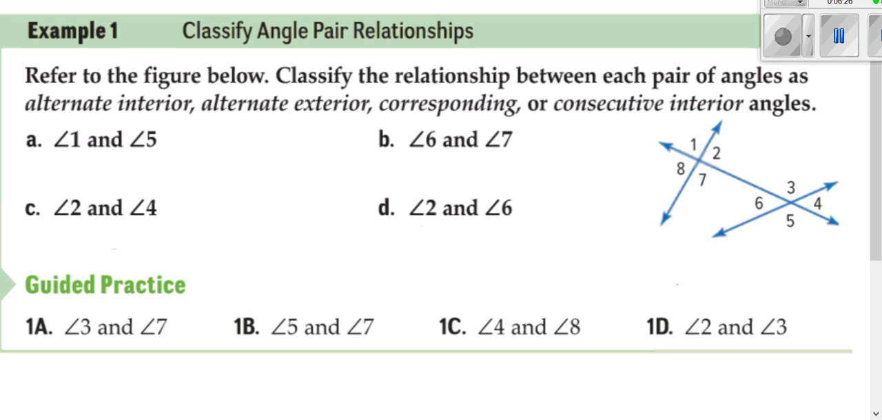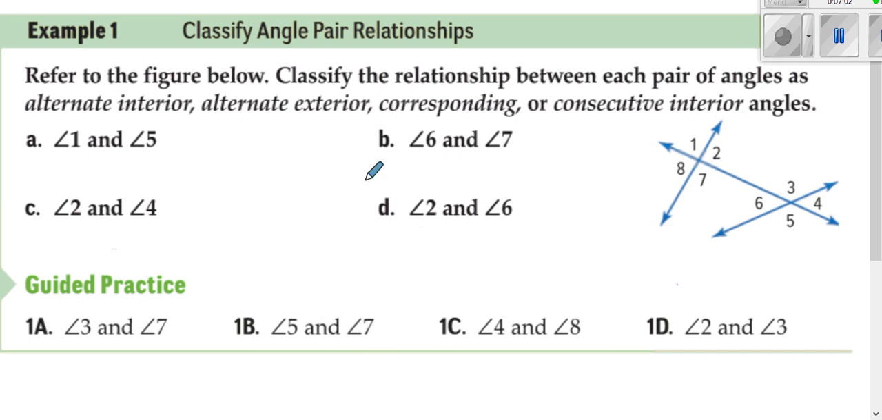Let's try some practice. I would encourage you to pause for a minute and see if you can answer these questions. It's simply asking you to classify the relationship between each pair of angles as alternate interior, alternate exterior, corresponding, or consecutive interior. You're going to look at this shape, look where these 2 angles are, and determine which one it is. So you should pause, try to figure them out real quick, and then restart the video. I'm guessing you didn't pause it. You should pause it. But did you pause it? Hopefully you paused it. You didn't, did you? That's okay. All right, so let's try to answer these.